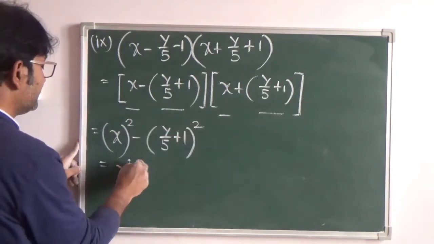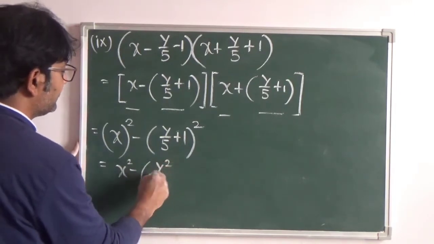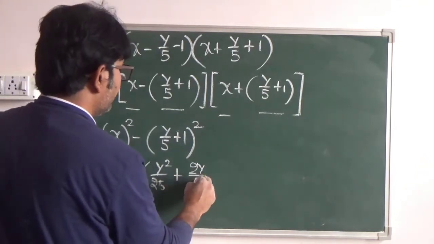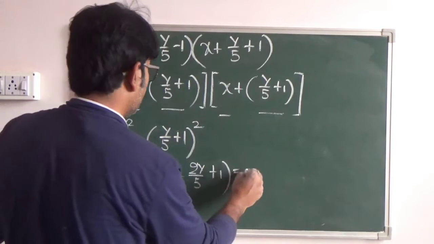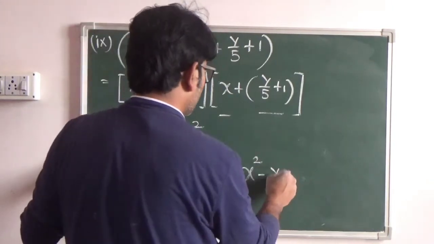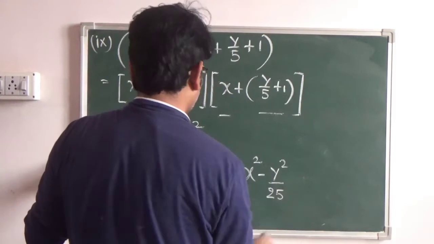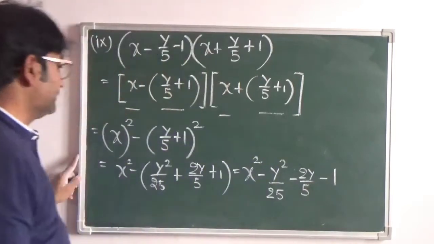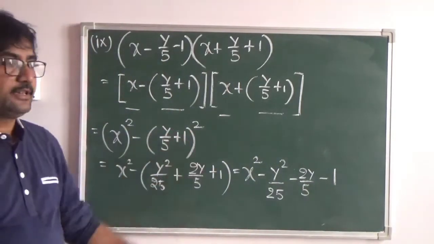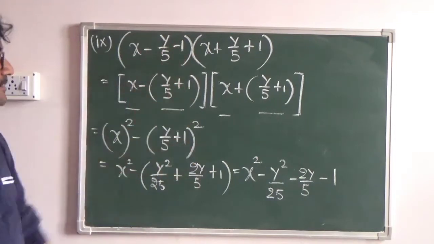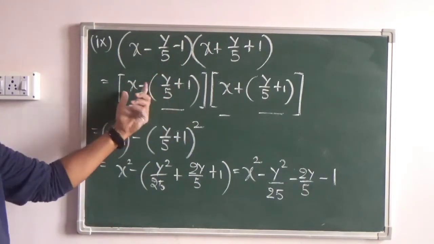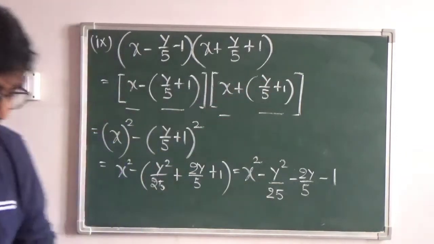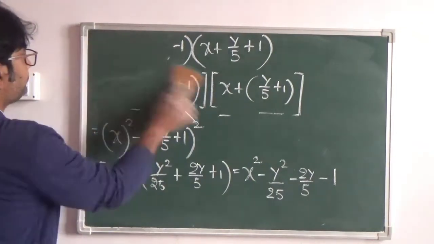So this is x² minus (y²/25 + 2y/5 + 1). So it comes to x² - y²/25 - 2y/5 - 1. So it is a² minus b². You have just a little adjustment here. You have to take minus common, so that it becomes a minus b, and this is a plus b. And again the same expansion.